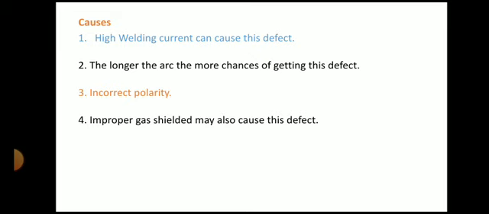Incorrect polarity. So if you are using DC, then there are two types of polarity, that is straight polarity and reverse polarity. In straight polarity, we connect the negative terminal to the electrode and the positive terminal to the workpiece, whereas in reverse polarity, we connect the positive terminal to the electrode and the negative terminal to the workpiece. So this polarity must be carefully chosen. Then improper gas shielding may also cause this defect. So shielding should be proper.